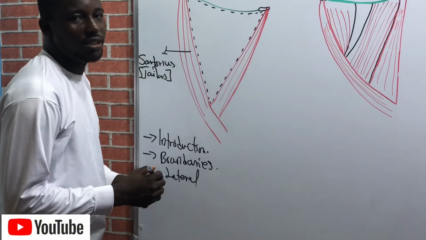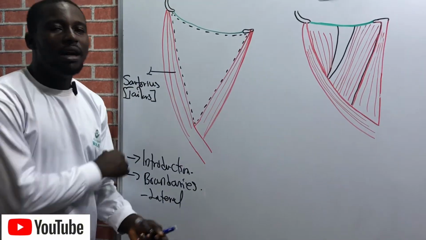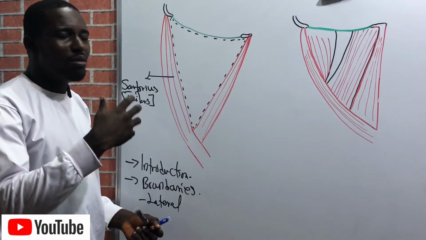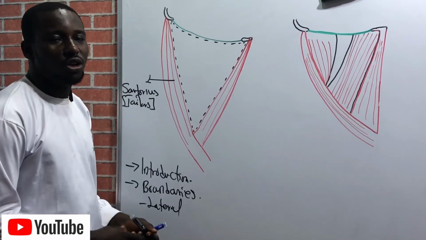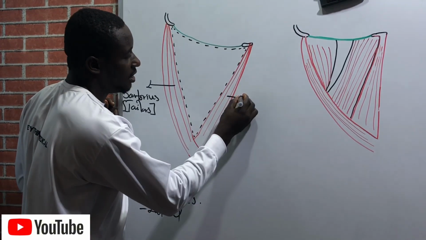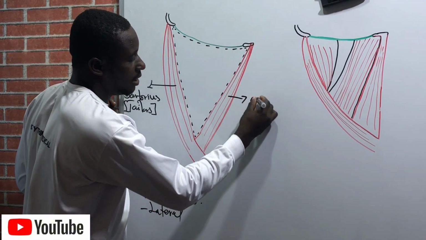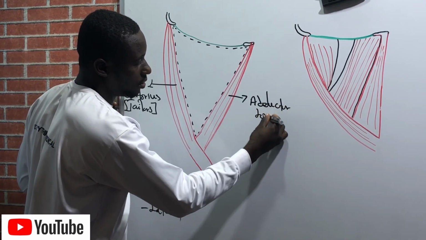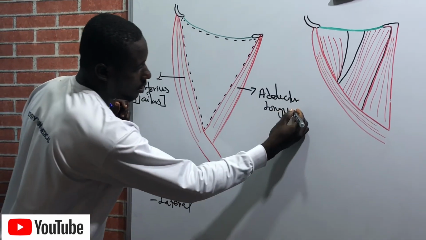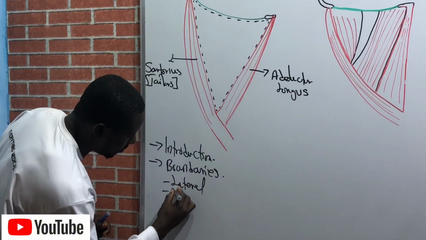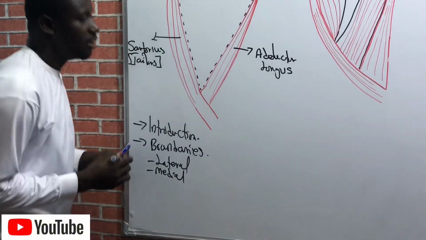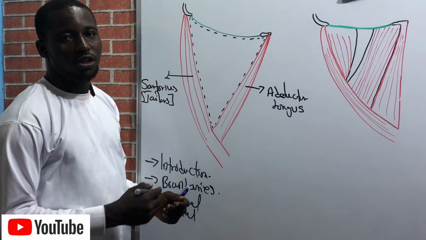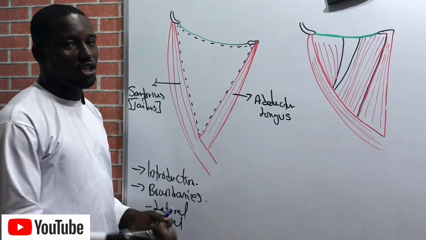The next is the medial boundary. The medial boundary is formed by the medial border of the adductor longus muscle. So here is the medial boundary, formed by the adductor longus muscle.